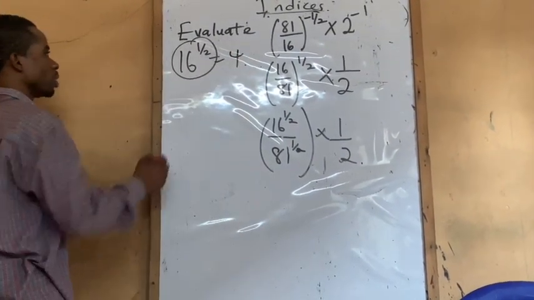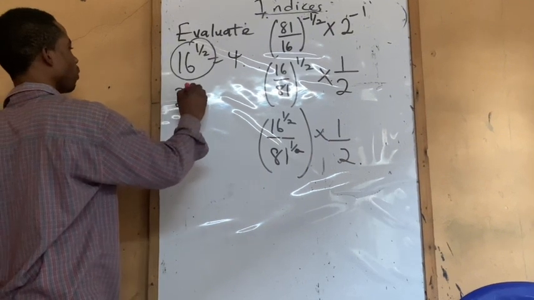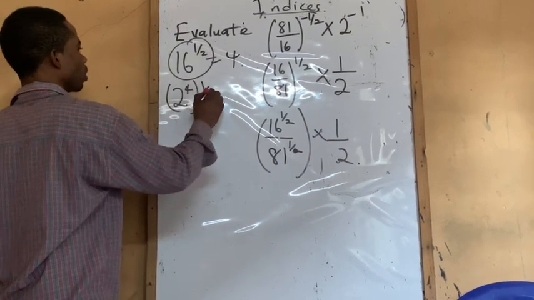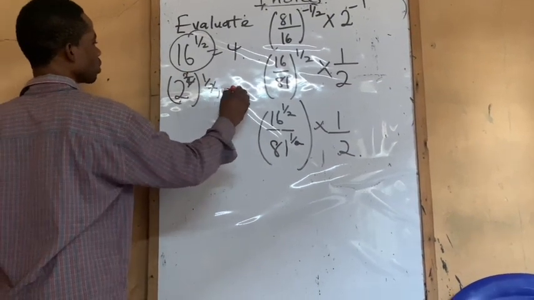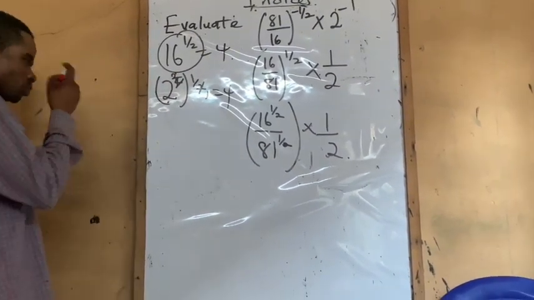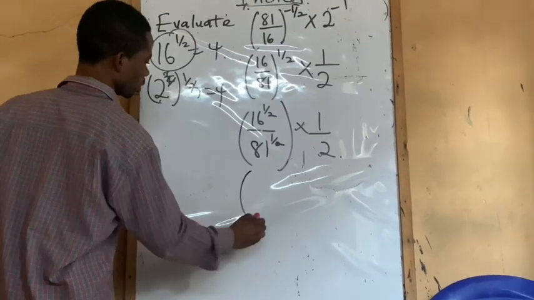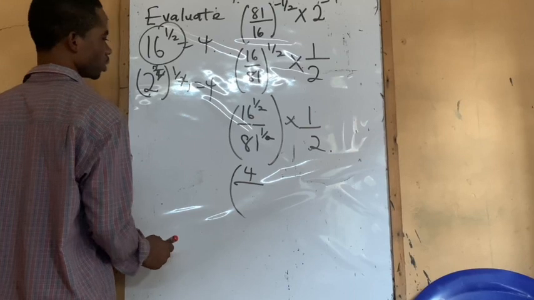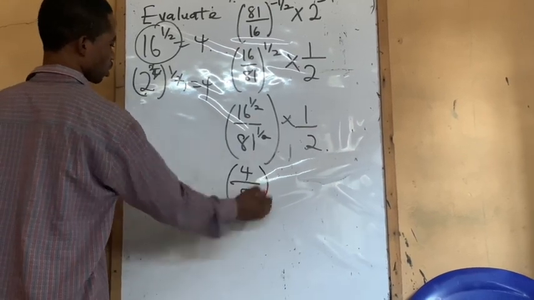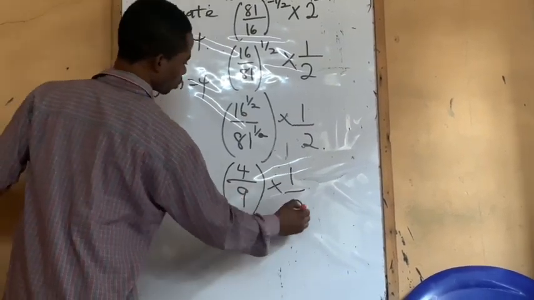Or you can also do it like this. 2 raised to power 4, and 2 here 1, 2 here 2. And 2 raised to power 2 is 4. Anyhow you do it, that means this is 4 all over, what's the square root of 81? That is 9, times 1 all over 2.